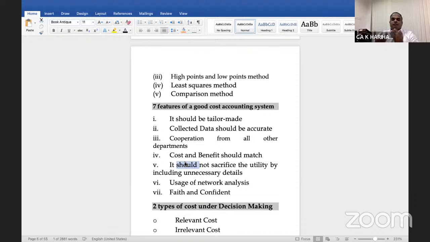Cost to benefit should be matched. You know very well, even to install the system we have to incur cost, so we have to identify what the cost is and what the benefit is. So cost and benefit have to match. It should be worth it. Then usage of network analysis, faith and confidence. These are all the things we have to keep in mind before installing a cost accounting system. Are you comfortable, Kana? So next one.